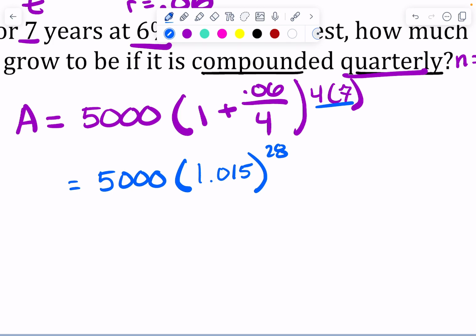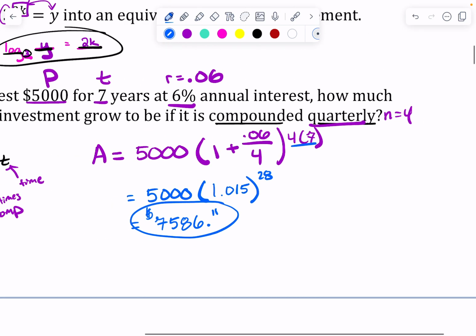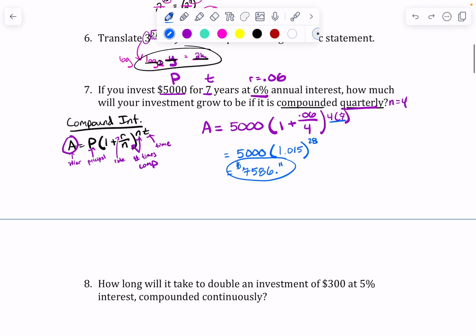And my investment is now 7,586. And since we're dealing with money, 2 decimal places, 11 cents. That is what my investment has grown to be in 7 years. That's not bad. Okay, but you'll never get a 6% annual interest anywhere, probably. Okay, that is compound interest. That's the formula that you need.